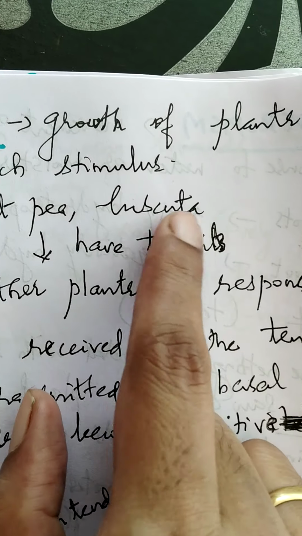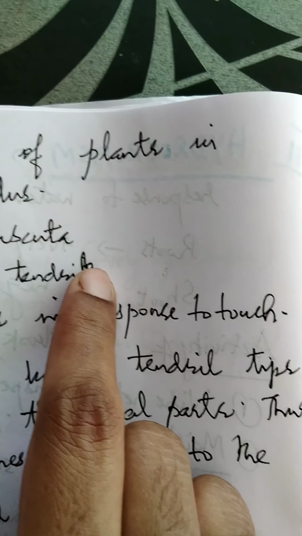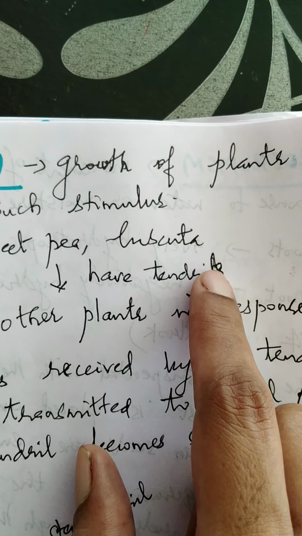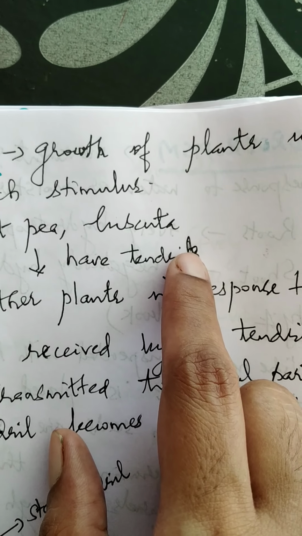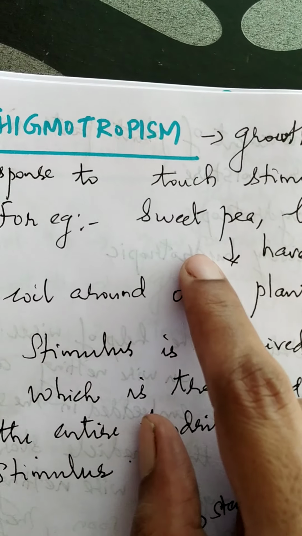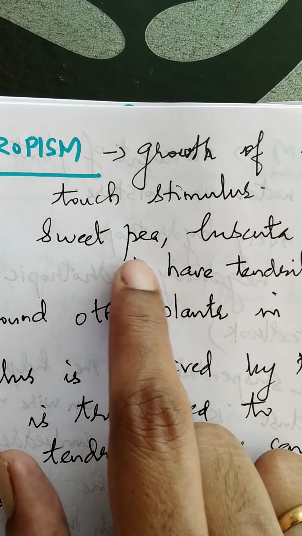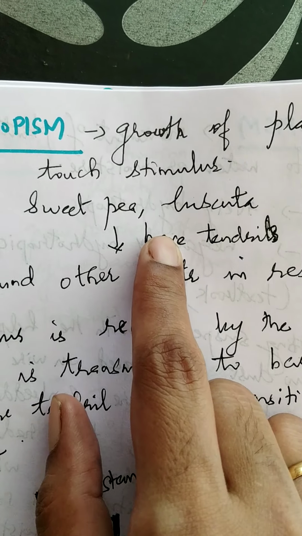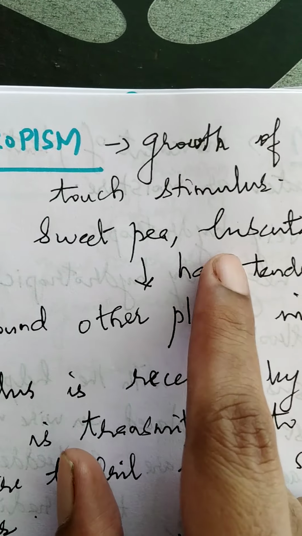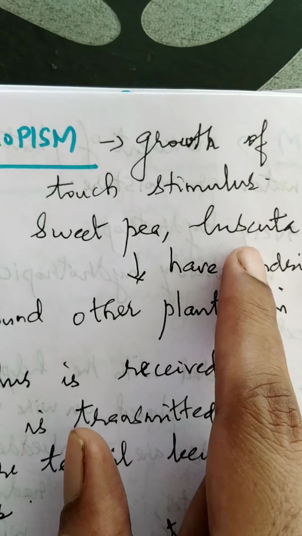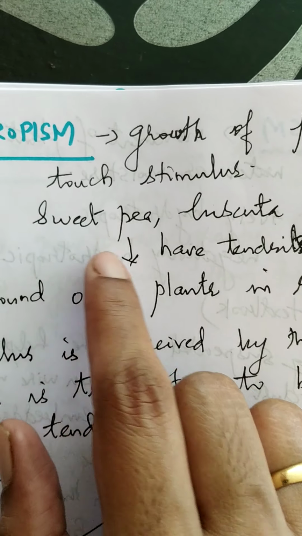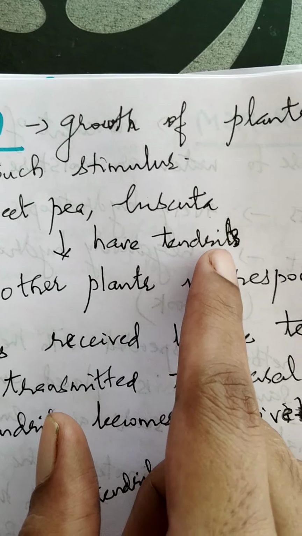So when these tendrils come in contact with the support, as a result of the touch stimulus, they will coil around that particular support. So these tendrils help these plants in climbing up other plants for support. Mainly sweet pea and cuscuta are all weak stemmed plants, so they need some support in order to grow. For that they have modified structures which we call tendrils.